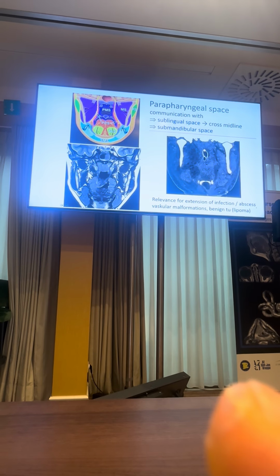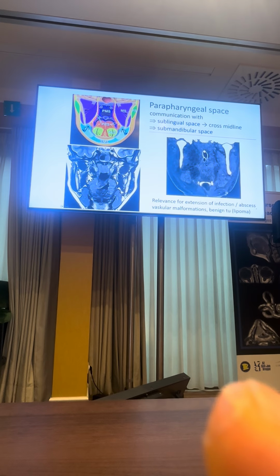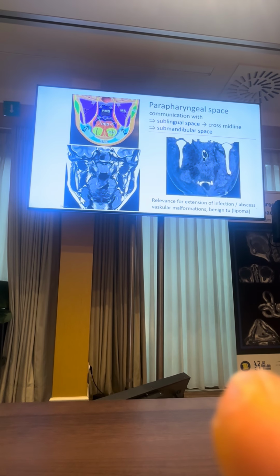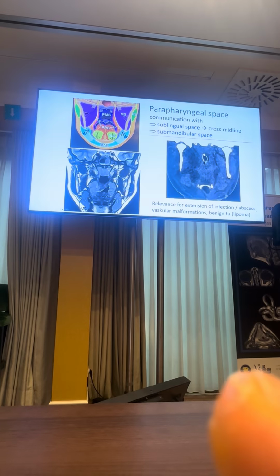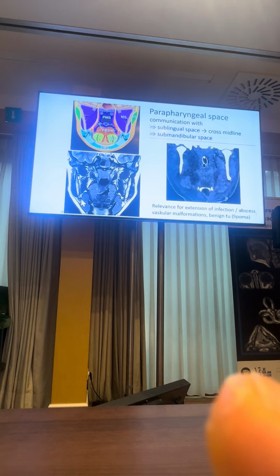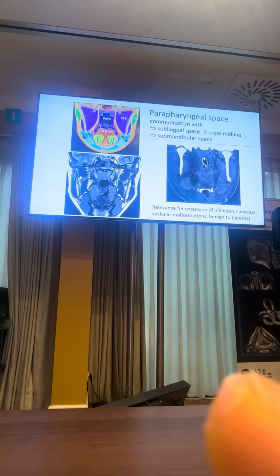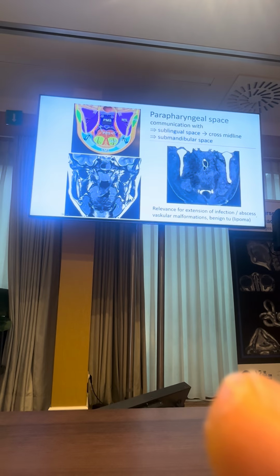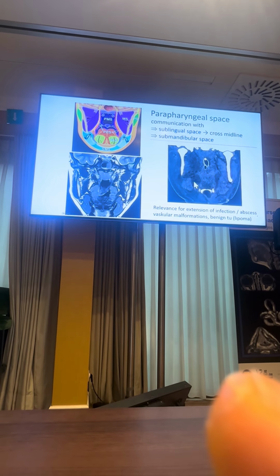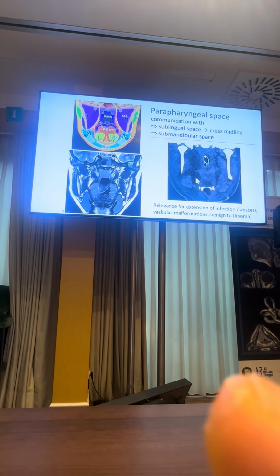Again, look on the normal T2 weighted image. The fat in the parapharyngeal space extends around the submandibular gland into the submandibular space. So continuation of the parapharyngeal space with the submandibular space. And there's also continuation along the stylohyoid muscle to the floor of the mouth. So this is the sublingual space.